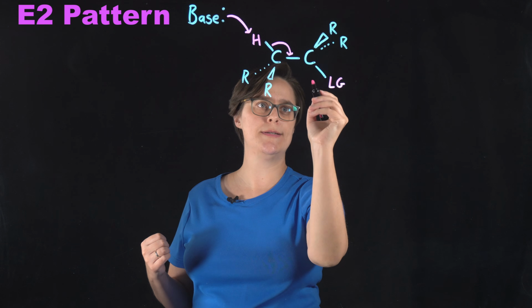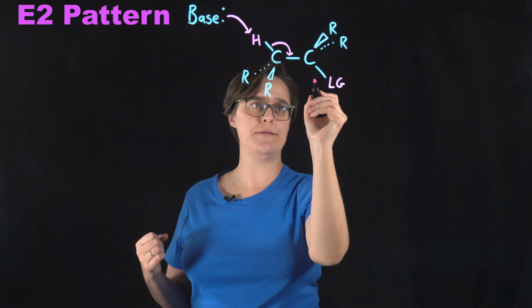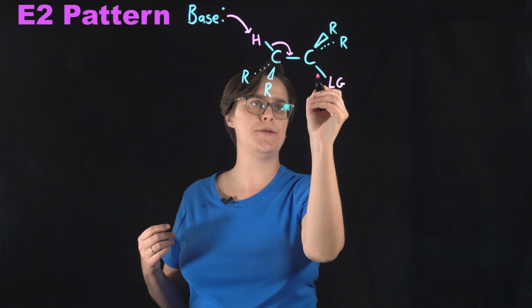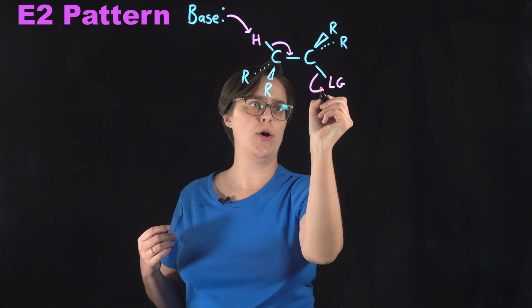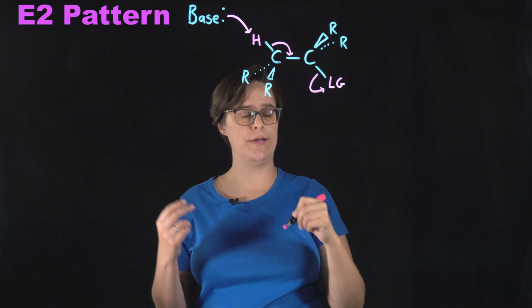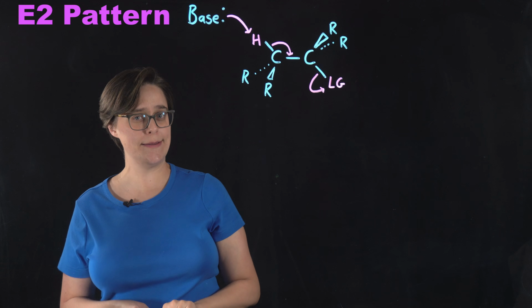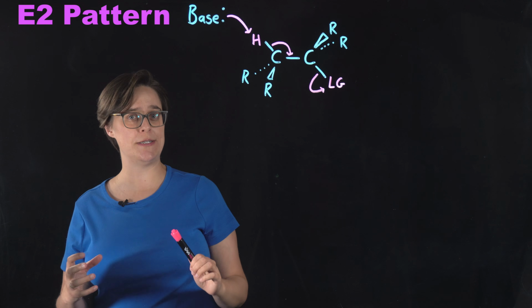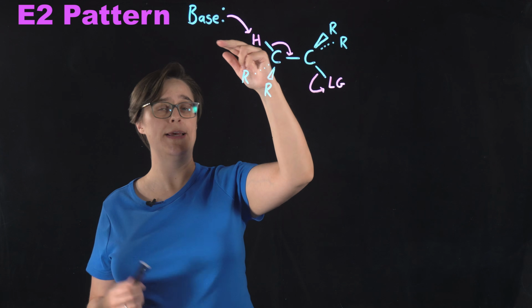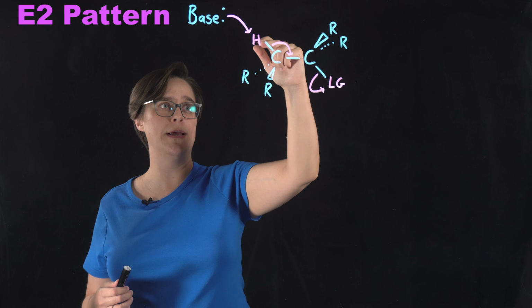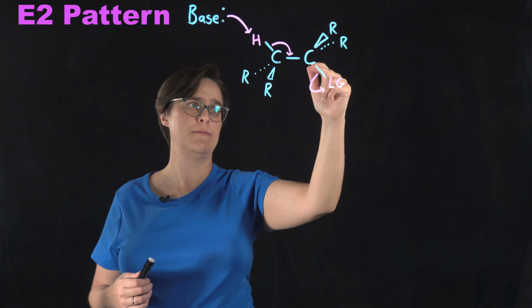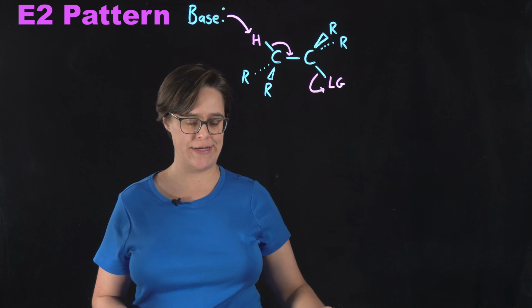So when this happens, our electronegative leaving group is going to leave. So the 2 electrons in this bond are going to go to the leaving group. So another curved arrow with 2 barbs. So all at the same time, we have a bunch of bonds breaking and a bunch of bonds forming, and they're alternating. Forming, breaking, forming, breaking. Let's draw the transition state.